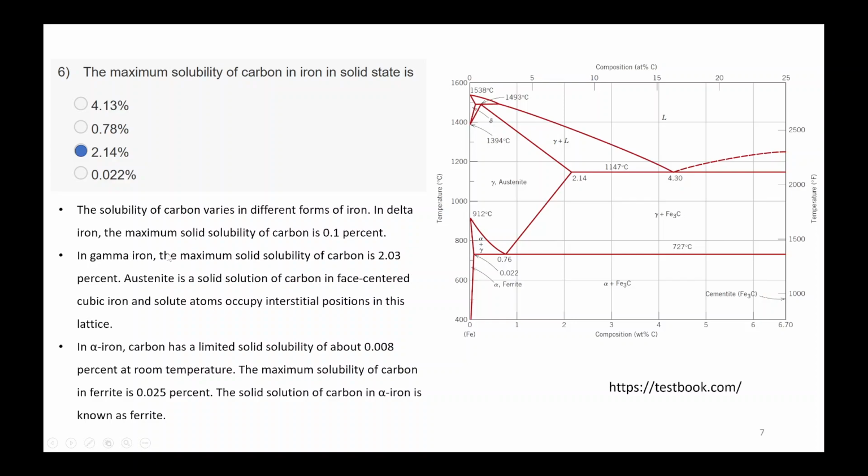So in case of gamma iron, it is around 2.03 or 2.14 weight percent, and austenite is a solid solution of carbon in face centered cubic iron, where solute atoms occupy interstitial positions in this lattice. In case of alpha iron, carbon has limited solid solubility of about 0.008% at room temperature, and it goes maximum at eutectoid temperature, which is around 0.0025%. The solid solution of carbon in alpha iron is known as ferrite.